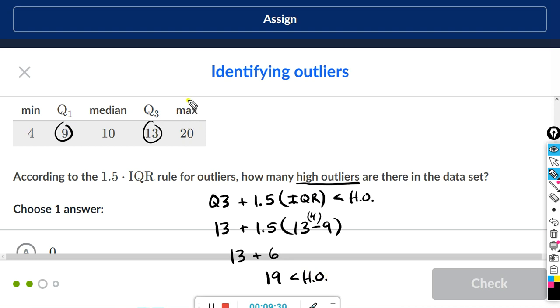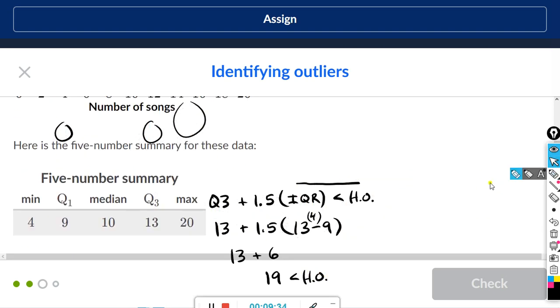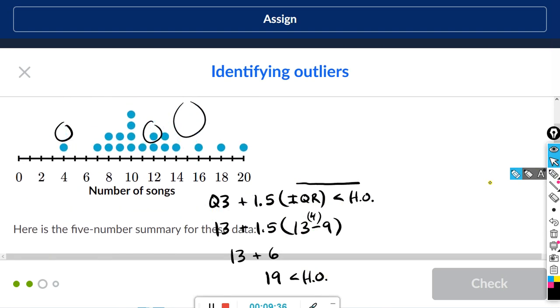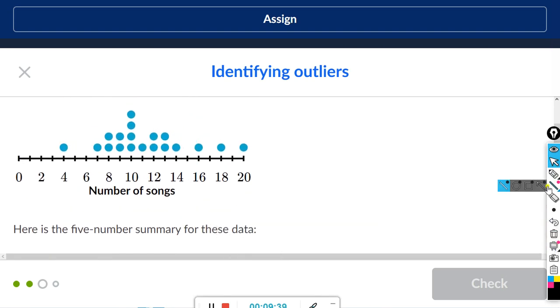I can see we have at least one. So let's find greater than 19. From our chart, here's 19. Anything to the right, and we can see there's just 1 point. So that's the outlier.